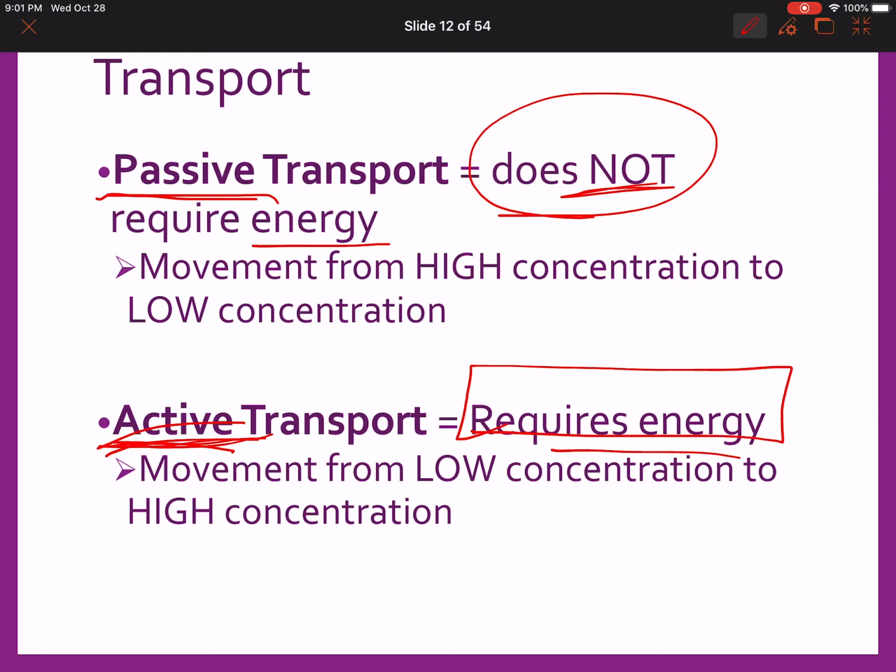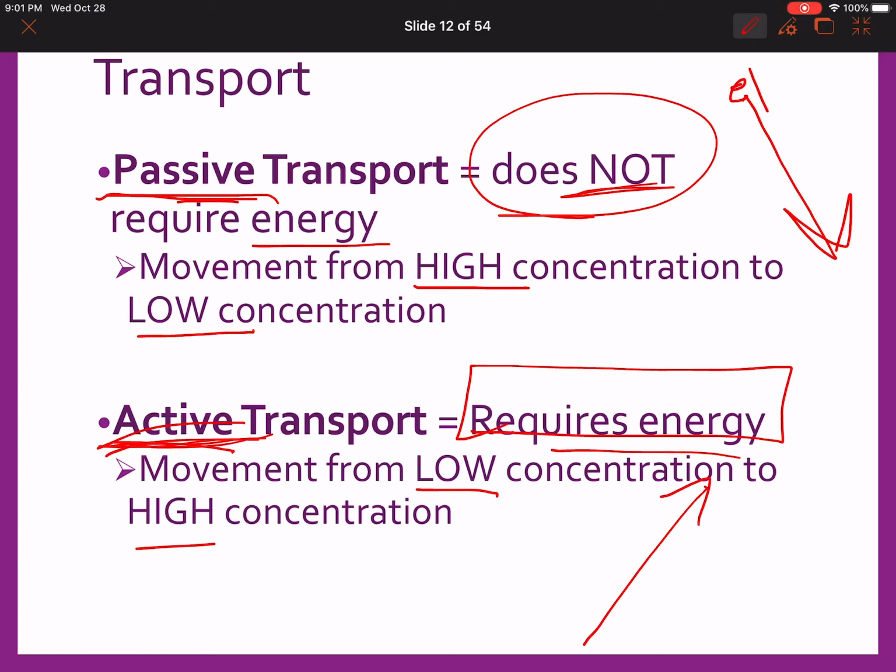Okay? Another difference, passive is always movement from high to low. It's like going downhill. If I'm going downhill, I'm not using any energy. Sit back and let it happen. Active moves from low to high, and I'll explain these terms in more detail in a bit. But low to high is like riding a bike uphill. You're going to work for it. Okay? You're using up a lot of energy to go from low concentration up to high concentration. We're going to talk about passive first, and we're going to finish with active.